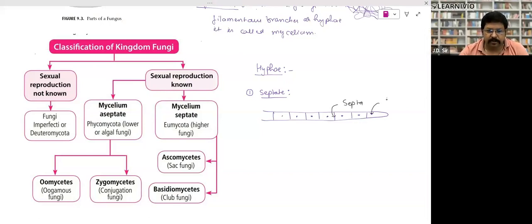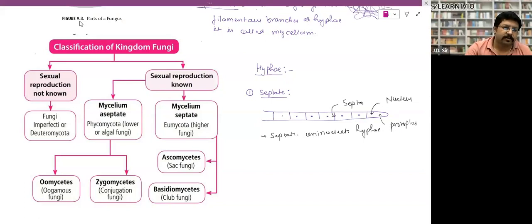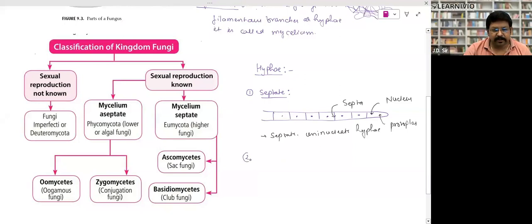Again, this is the nucleus, and there is protoplasm. So we can say this is septate uninucleate hypha. Is it clear? Clear to all? Are you getting my point? Yes. This kind of hypha is called septate.